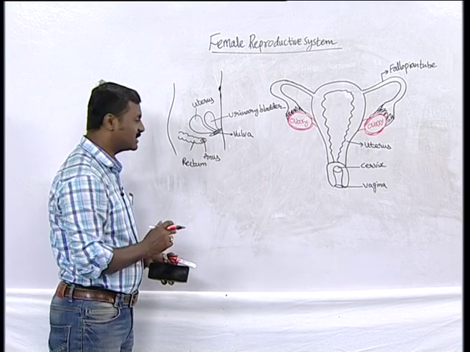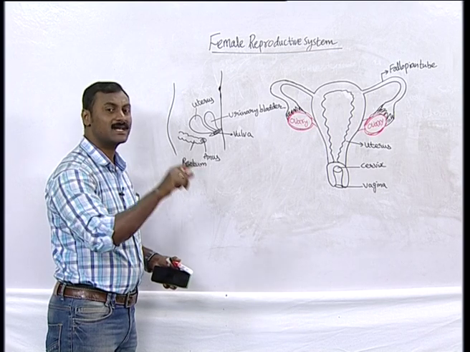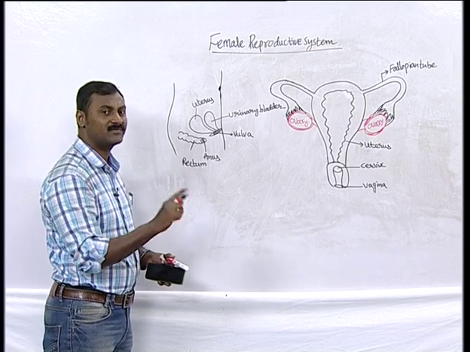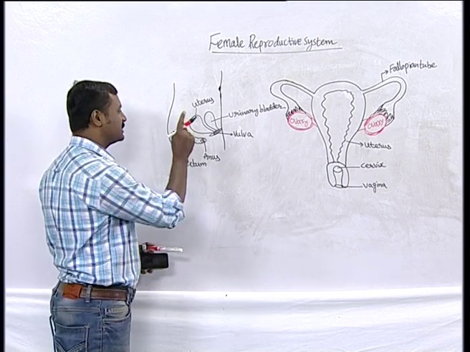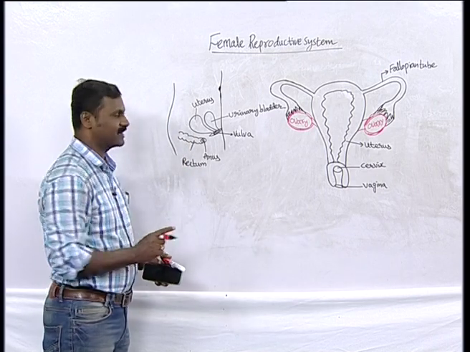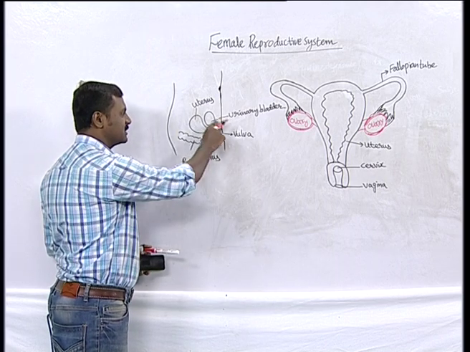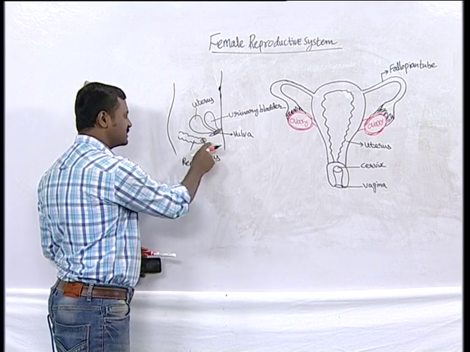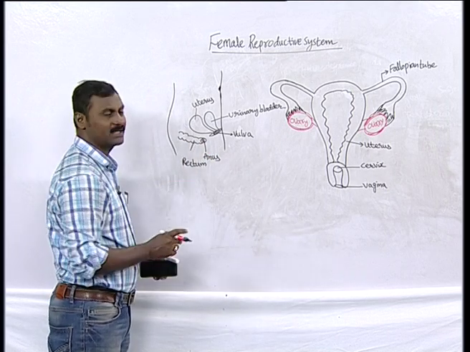So, in the female reproductive system, the urinary orifice and the vaginal orifice, two different openings, are there in the vulva region. But in the male reproductive system, it is not like that. There is only one urinogenital opening for both releasing semen and urine. But in the female, there are two separate openings: the urinary orifice, related to the urinary bladder, and the vagina, related to the female reproductive tract.